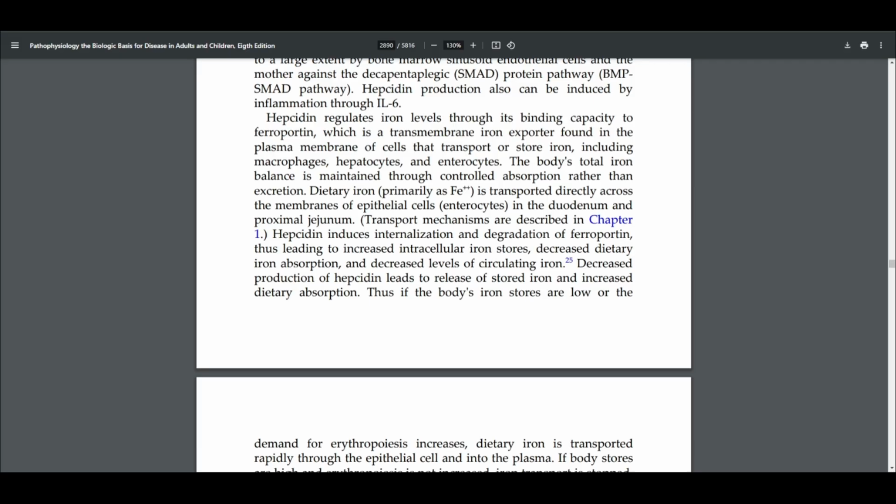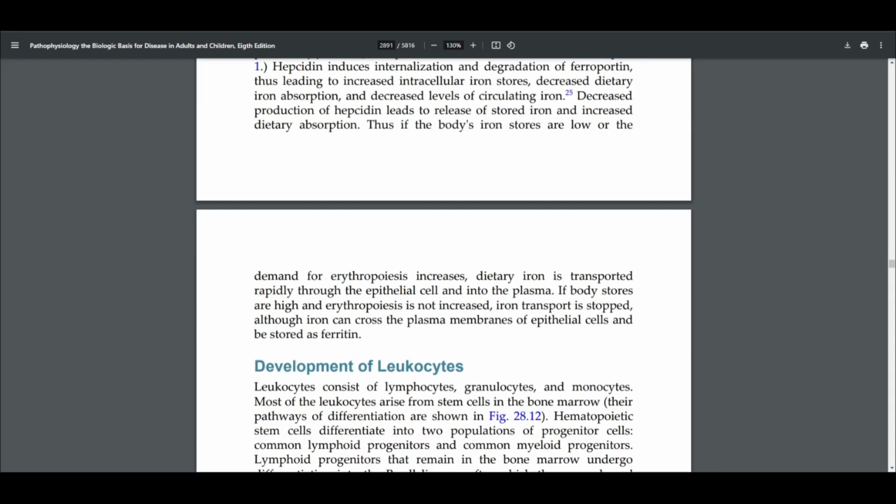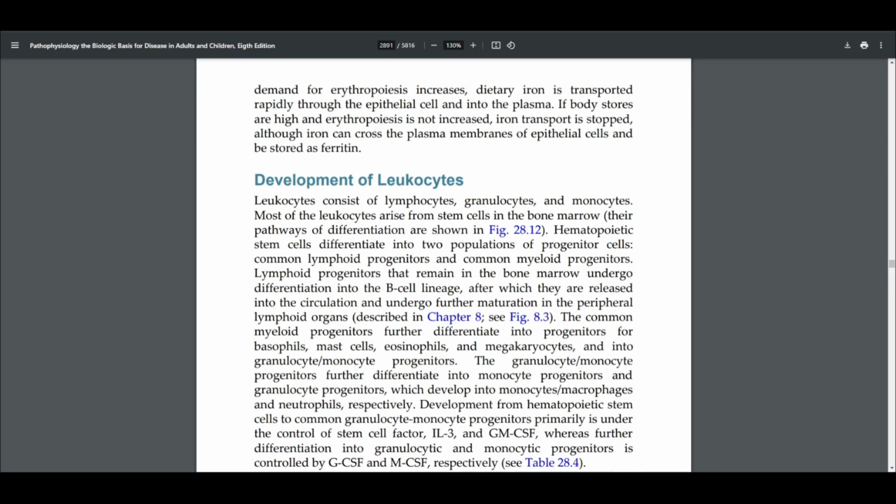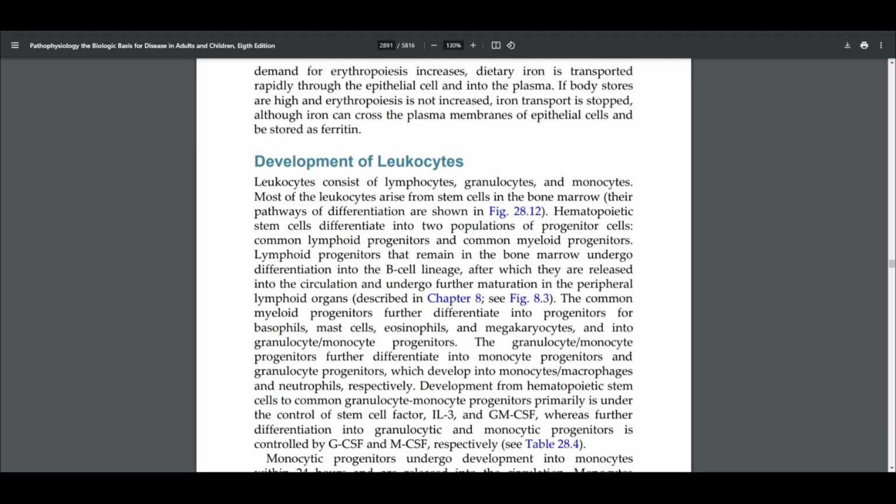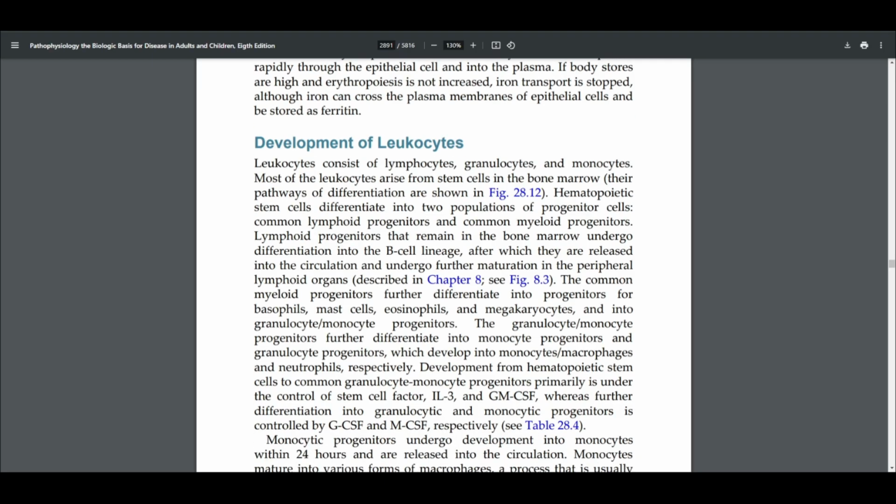Hepcidin induces internalization and degradation of ferroportin, thus leading to increased intracellular iron stores, decreased dietary iron absorption, and decreased levels of circulating iron. Decreased production of hepcidin leads to release of stored iron and increased dietary absorption. Thus, if the body's iron stores are low, or the demand of erythropoiesis increases, dietary iron is transported rapidly through the epithelial cell and into the plasma. If body stores are high and erythropoiesis is not increased, iron transport is stopped, although iron can cross the plasma membranes of epithelial cells and be stored as ferritin.